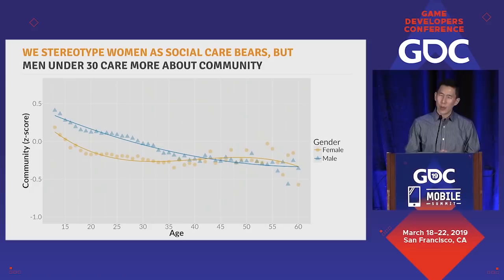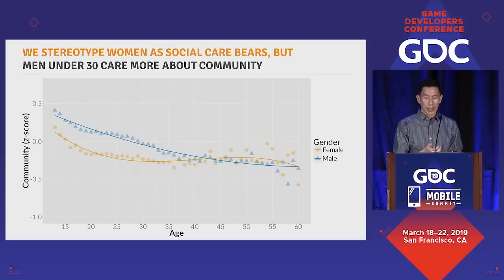Here's the plot of community by gender and age. I'll make two points. We stereotype women as social care bearers, but between ages 13 through 35, it's the men who care more about community and teamwork. There's an alternative reading of this chart, and I always try to be careful when we look at the charts for competition and for community.